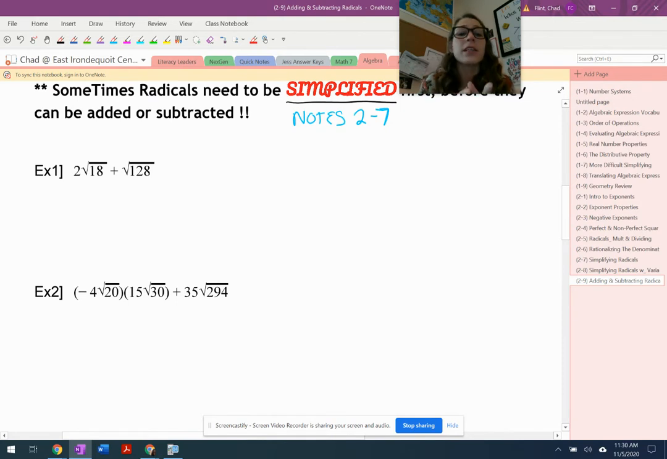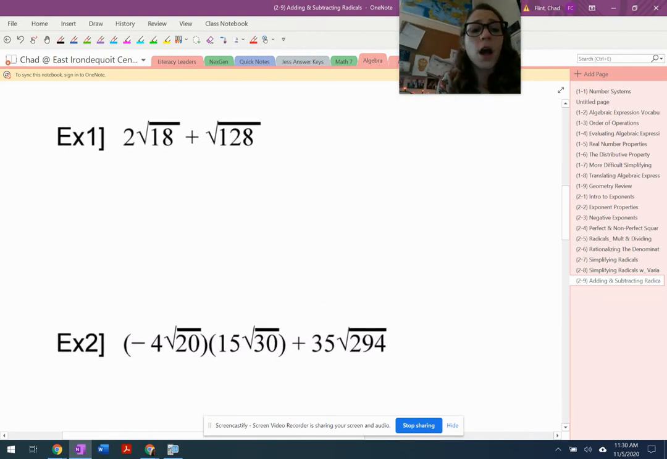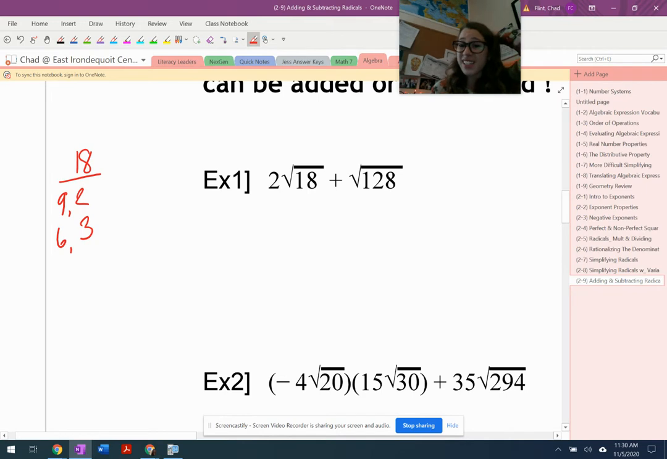I cannot just add these to get 3 square roots of whatever 18 plus 128 is. I have to simplify those radicals first in order to see if I can get them to have the same radicands. So I know in my head I'm looking for factors of 18. And I know right from the beginning that 18 has 9 and 2 in it, as well as 6 and 3. But the important one I want is the 9 and 2, because that 9 is a perfect square.